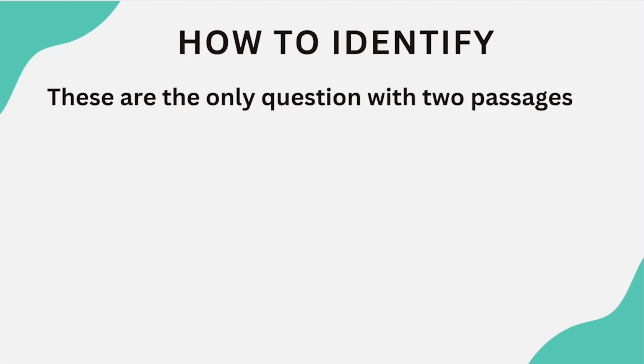So, how to identify these? These are the only questions with two passages on the reading section. So instead of the normal one passage, there'll be a text 1 and a passage and a text 2 and a passage. So these are really easy to know.